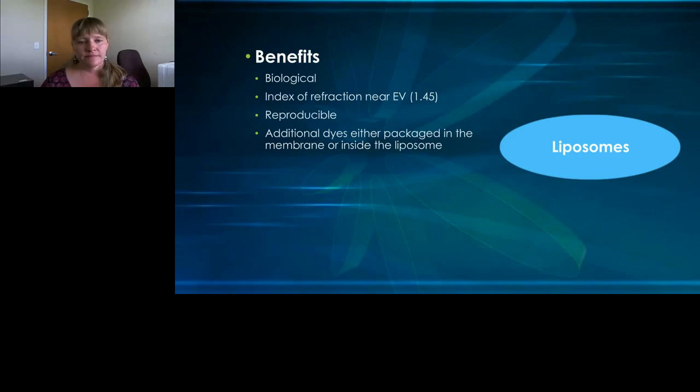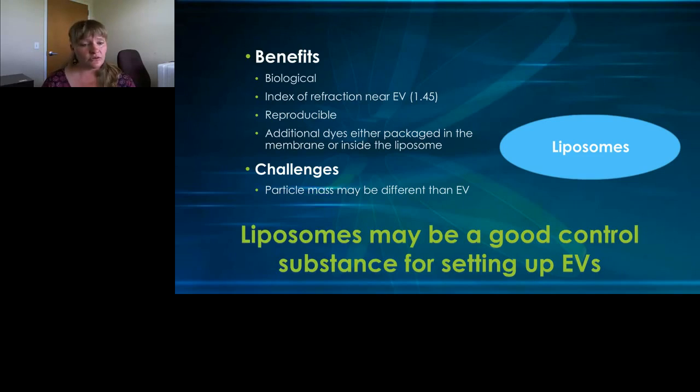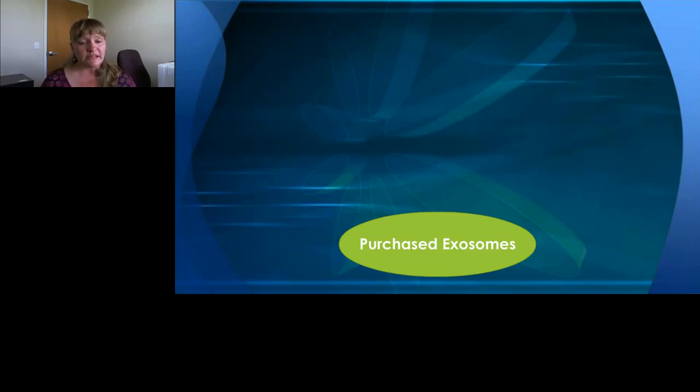However, there are some challenges. Liposomes do not have the mass or RNA protein content of EVs. In all, liposomes may be a good control for setting up EV experiments. A researcher could purchase pre-verified exosomes with Western blot, EM, and CD63 measurements from vendors and use those to set up their instrument and assay.